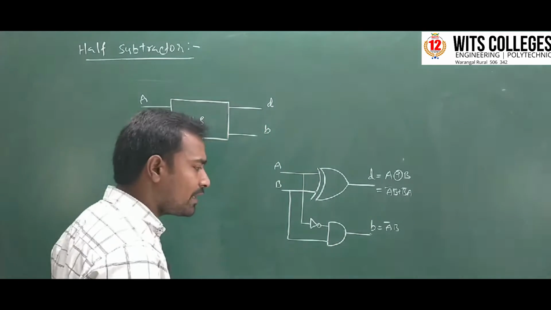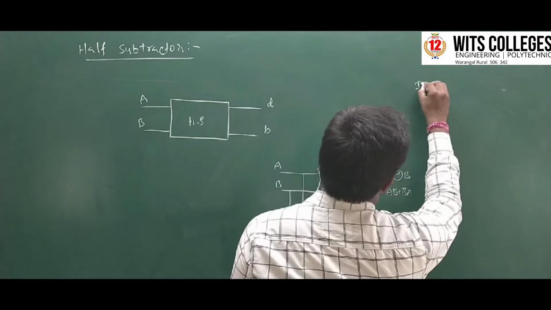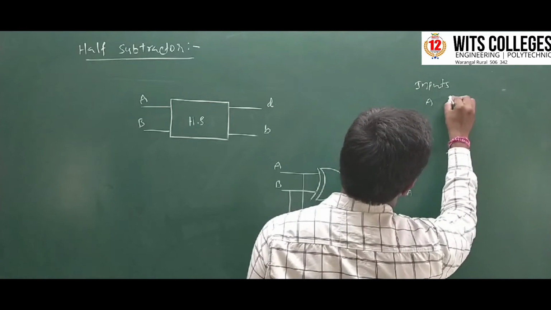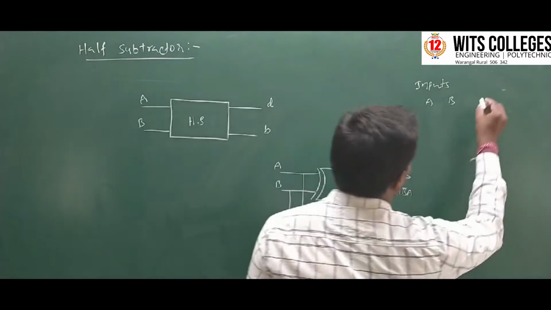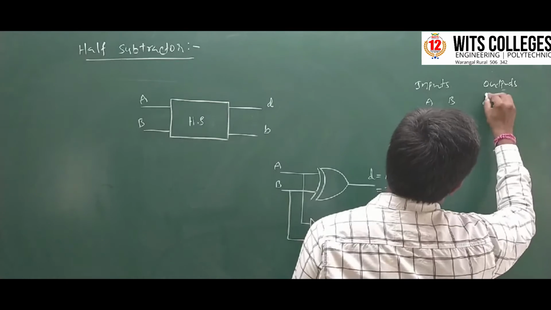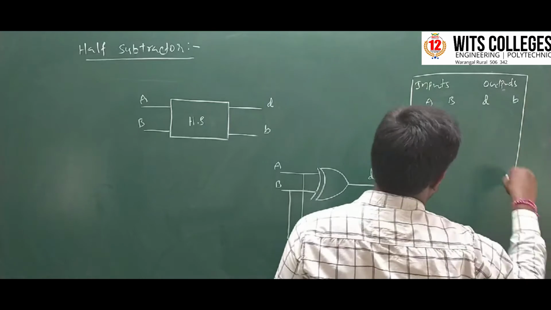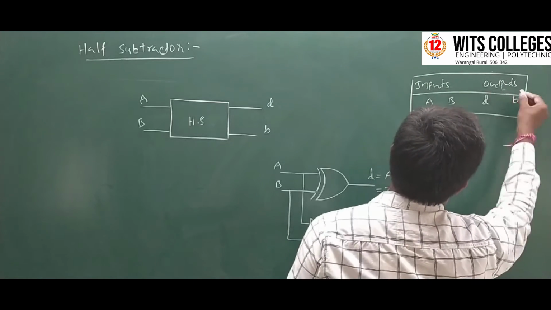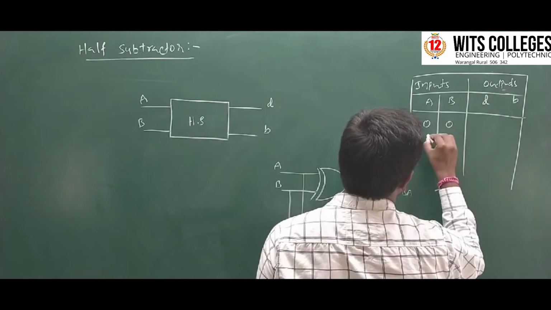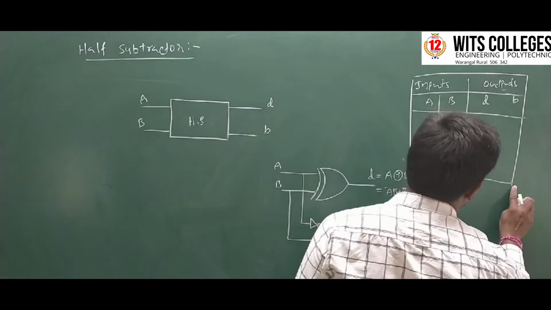And coming to the truth table of the half subtractor, what are the inputs we are giving here? Two inputs, A and B, and we are getting the outputs difference and borrow. That means two outputs. Here we have the combinations 0 0, 0 1, 1 0, 1 1. So here we will get four combinations.